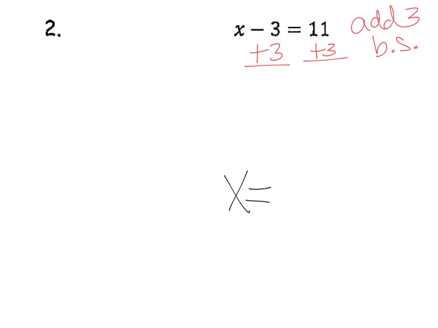All right. That means that negative 3 and positive 3 makes 0. 11 plus 3 makes 14. Well, I don't need to write x plus 0. I can just write x equals, and it equals 14.